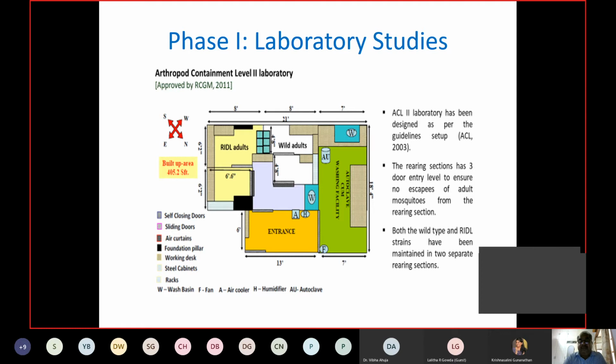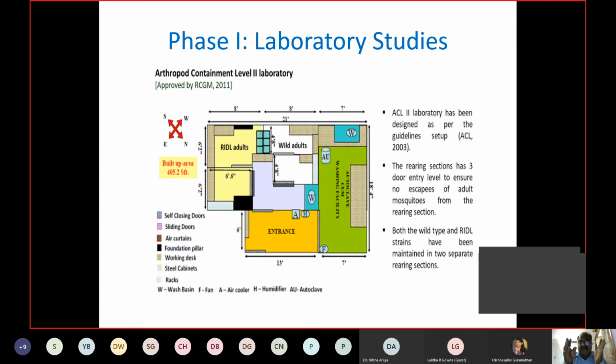something like 21 by 19 feet in area, in which there have to be very specific chambers: a chamber for maintaining the colony of the RIDL mosquitoes, a chamber for rearing the RIDL population, and the chamber where the biological experiments will be conducted.